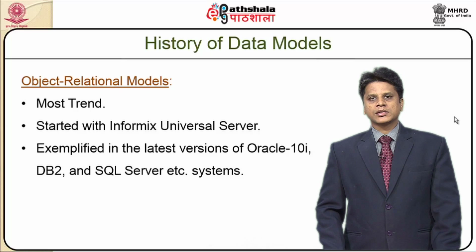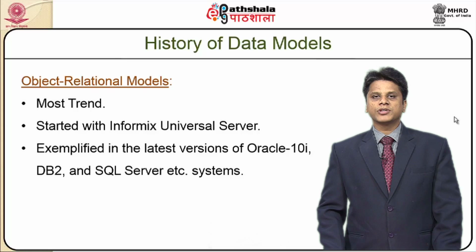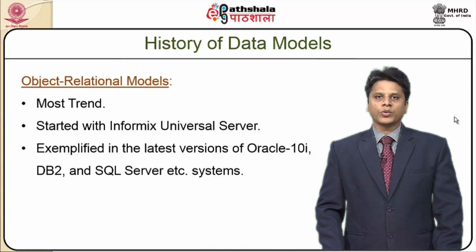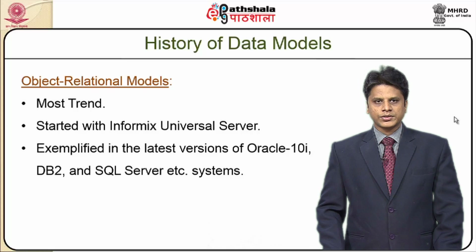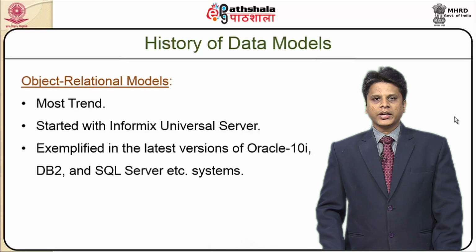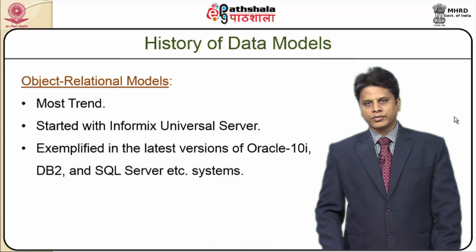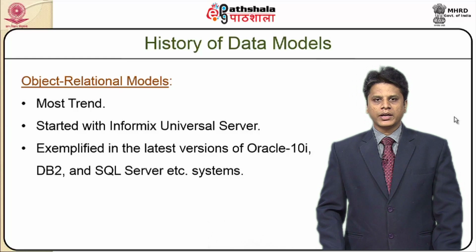History of data models. To continue with the same history, we have one more data model which is called the object relational data model, and this is more trending nowadays because we have started slowly shifting from hierarchical, network and other models towards object orientation concepts. So, we are more towards the object oriented model nowadays. It started with Informix Universal Server and is exemplified in the latest versions of Oracle 10i, and further on DB2 and SQL Server.